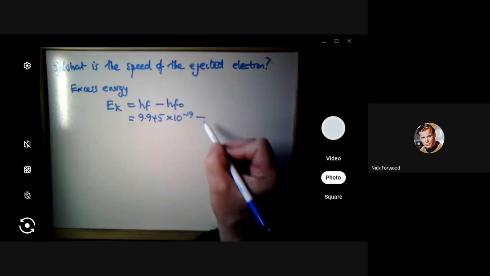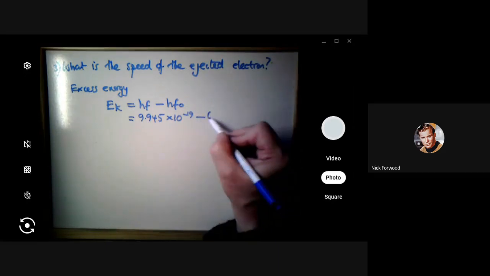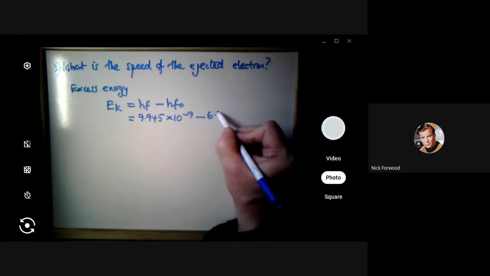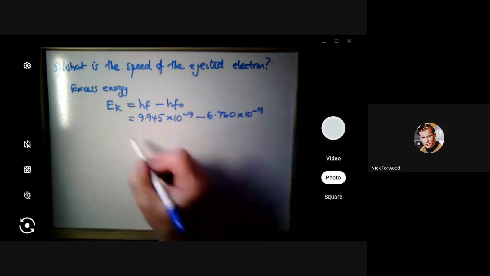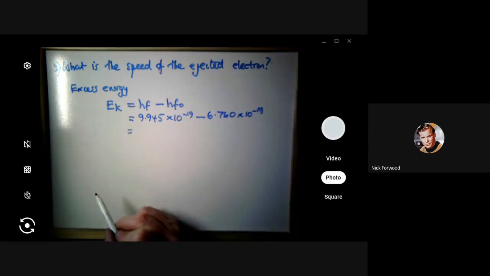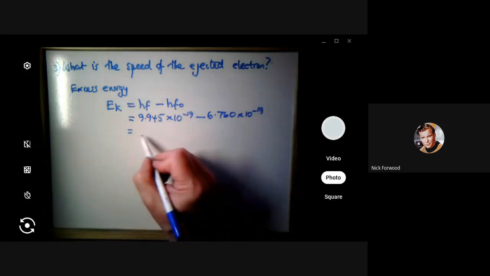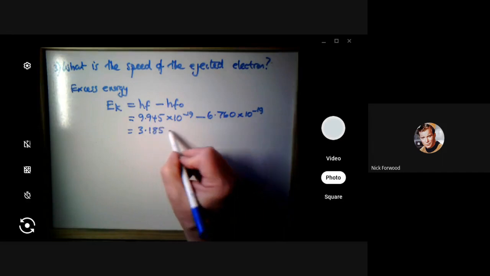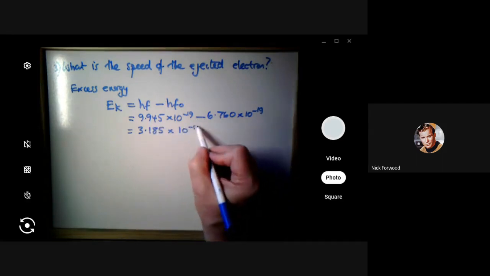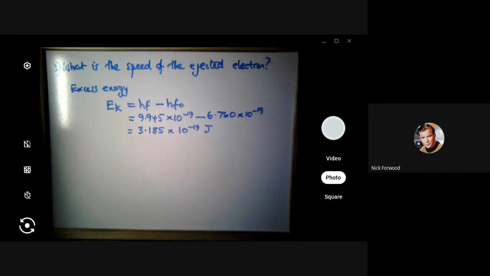And what's the work function? It's 6.760 times 10 to the negative 19 joules. You take one from the other, that tells you how much energy you've got left over, which is 3.185 times 10 to the negative 19 joules. So that's your excess energy that is converted to kinetic energy, and that will enable the electron to escape.